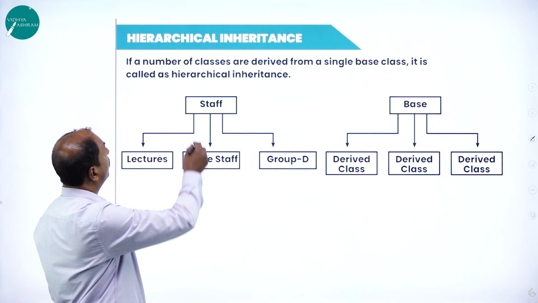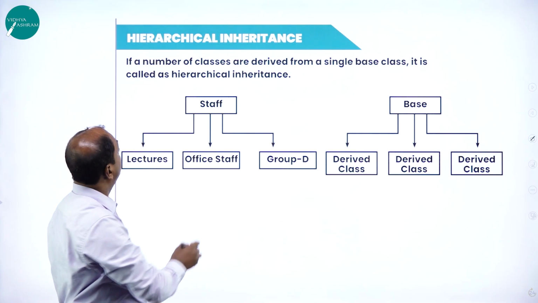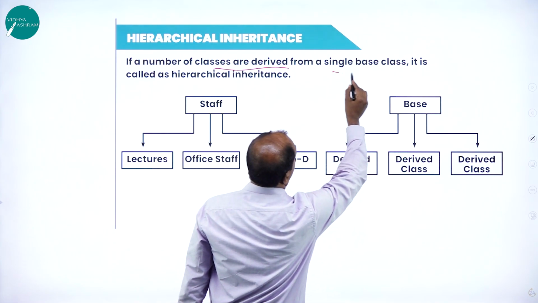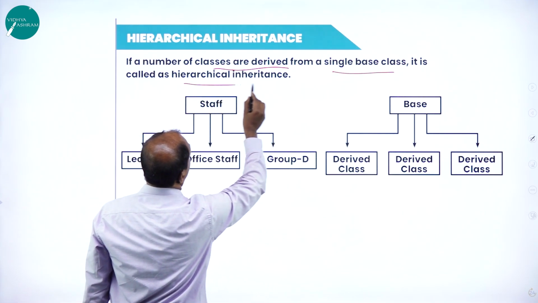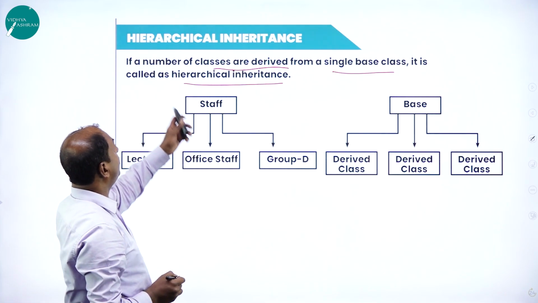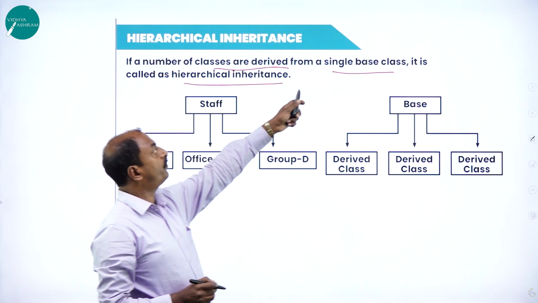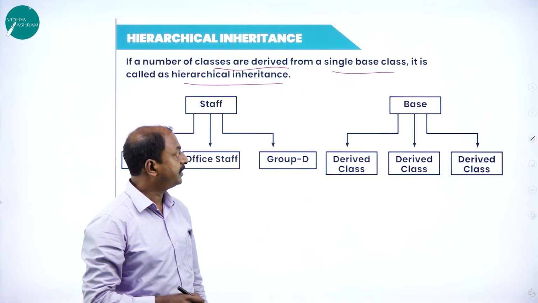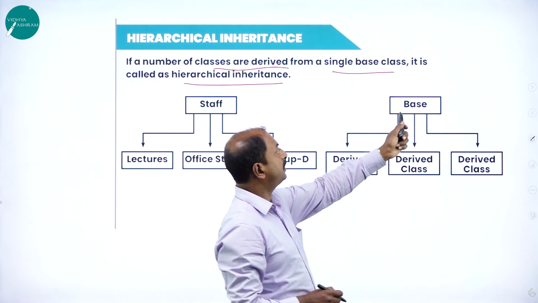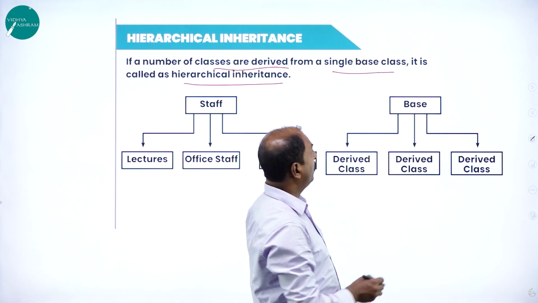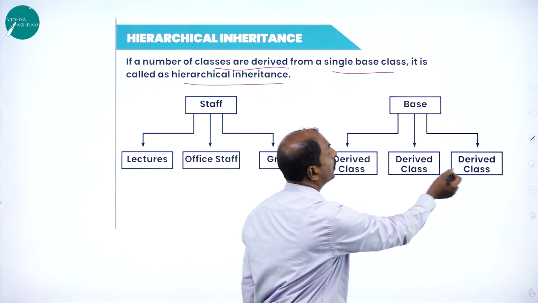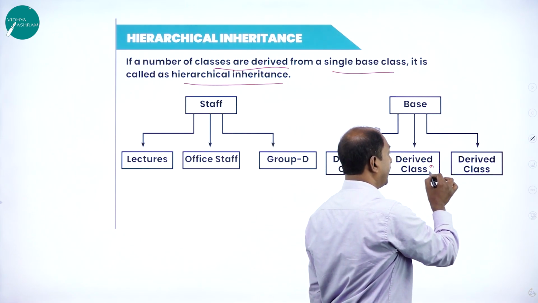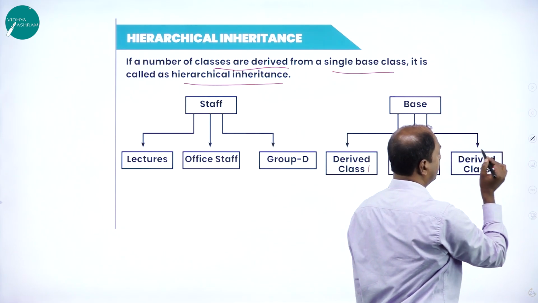Next one is hierarchical inheritance. Now, if a number of classes are derived from single base class, it is called as hierarchical inheritance. So I repeat, if number of classes are derived from single base class, it is called as hierarchical inheritance. For example, here this is base class 1 and from base class, we can have number of derived classes. For example, this is derived class 1, this is derived class 2, and this is derived class 3 here.